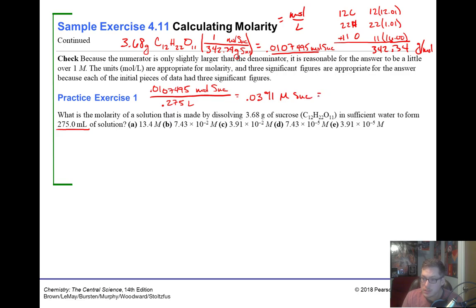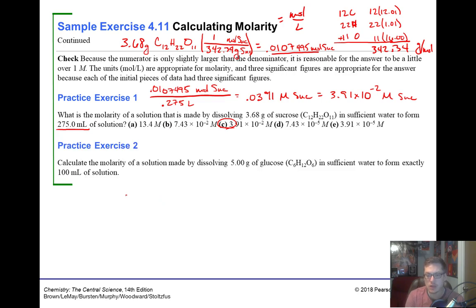Okay, or in scientific notation, it would be 3.91 times 10 to the minus second molar sucrose. All right, so that would have to be that one, right? C. Nice. All right, here we go.